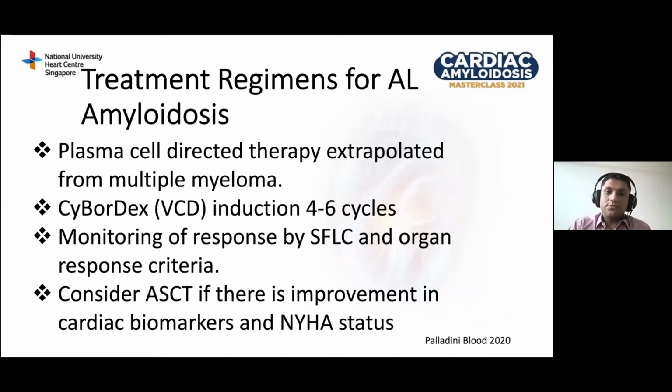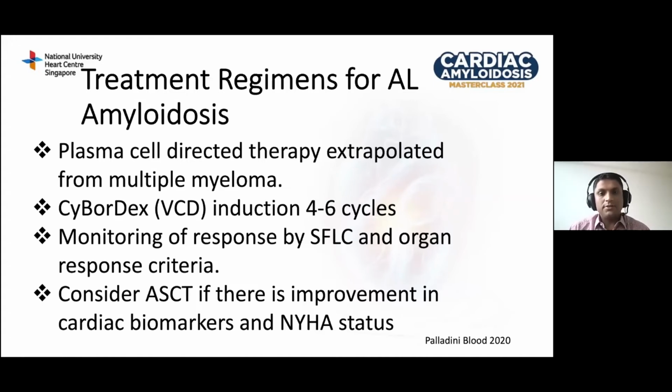So since we are targeting plasma cells for this disease, a lot of the treatment is extrapolated from multiple myeloma, which is a far more common plasma cell malignancy. A number of different treatments have been described for AL amyloidosis, but in the last decade, this regimen, which we call VCD, bortezomib cyclophosphamide dexamethasone, it's called CyBorD in the US, has become the standard of care.